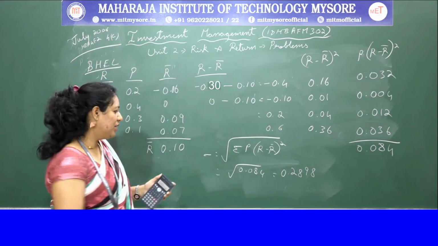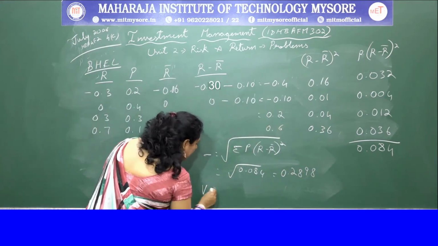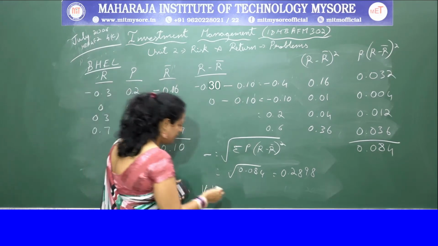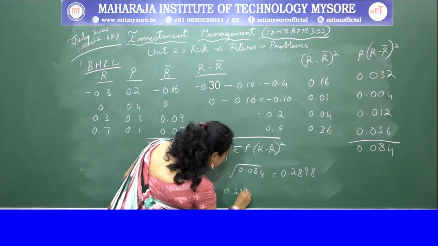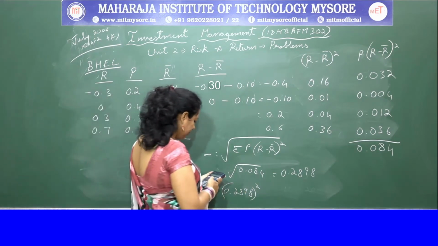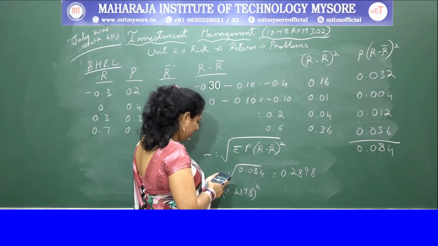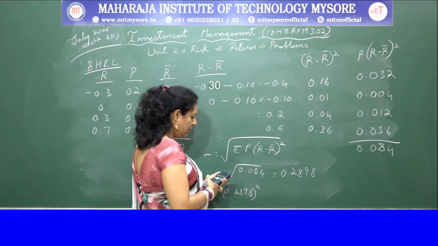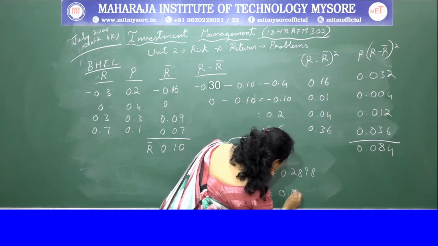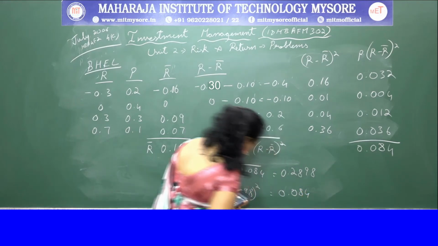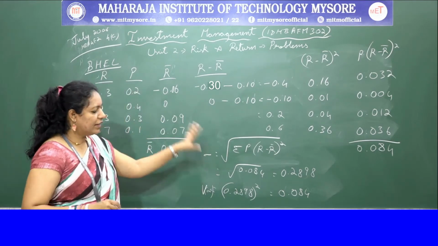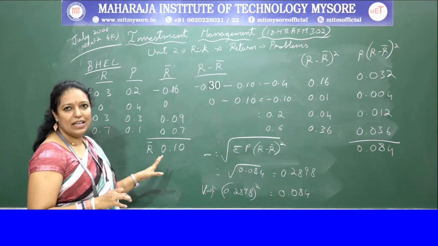0.2898. And I told you about the variance. So variance is nothing but the standard deviation square, which I told you. So that is 0.2898 square, the square of this, 0.2898 into 0.2898. So you get 0.084. That's the answer.